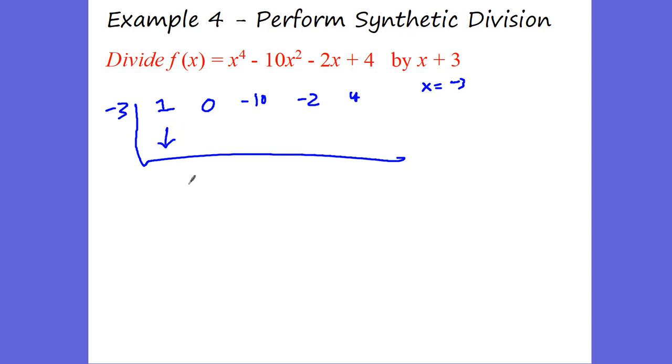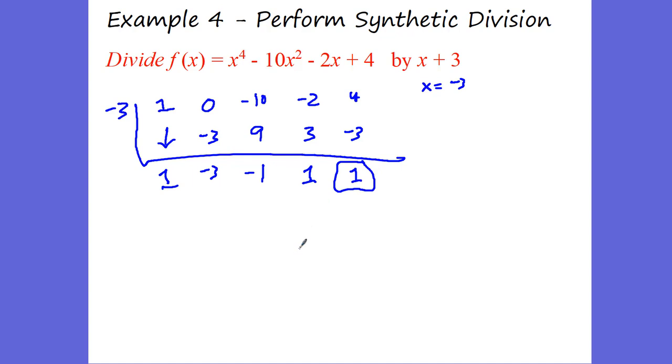Okay. So now we're going to do synthetic division. We're going to bring this guy down. That's going to be 1. 1 times negative 3 is negative 3. We add this, negative 3. Negative 3 times negative 3 is 9. We add this, we get negative 1. Negative 1 times negative 3 is positive 3. We add this, we get 1. 1 times negative 3 is negative 3, which means my remainder is 1. I have a remainder of 1.